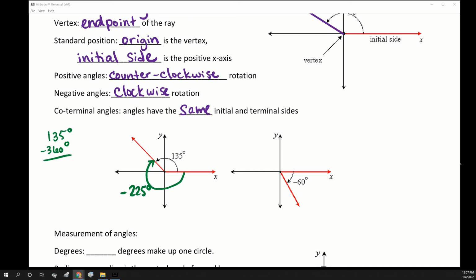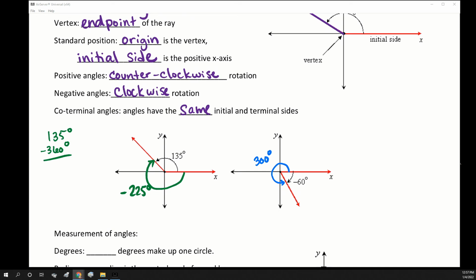For this second one, the angle is negative 60 degrees. It's rotated in a negative direction, but there is a coterminal angle that's rotated in the positive direction, and that one is going to be 300 degrees. Same thing: I took that negative 60 and added 360 degrees to it.